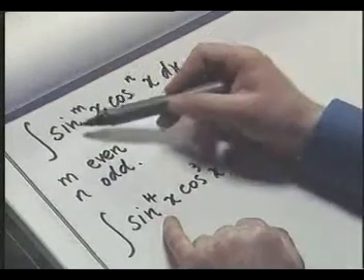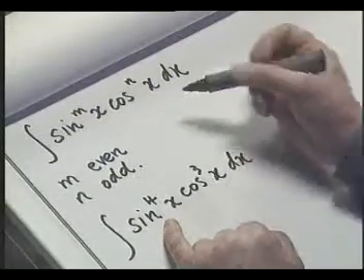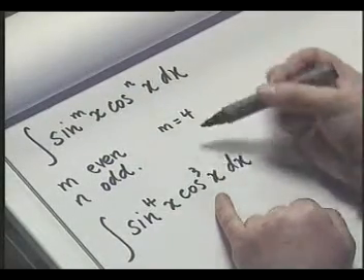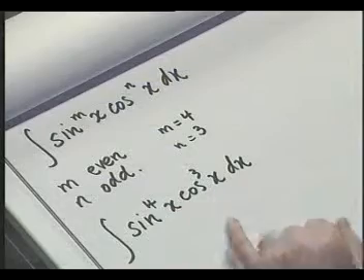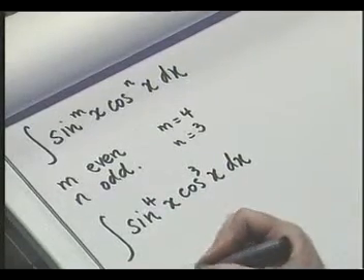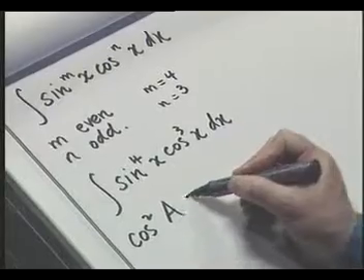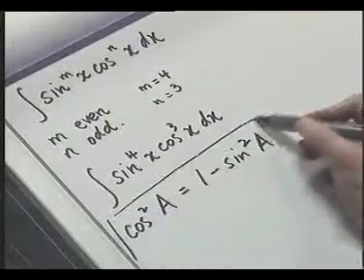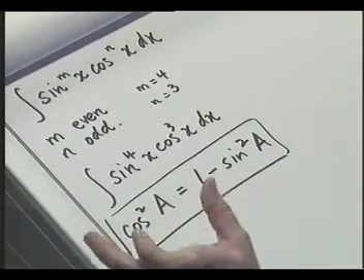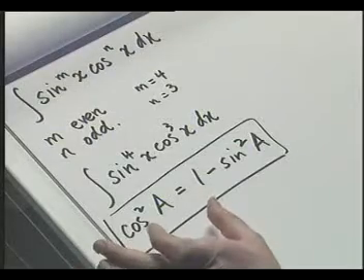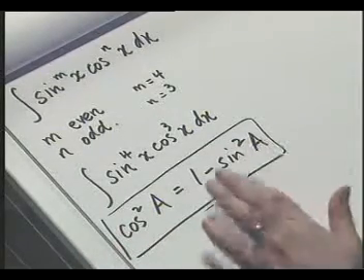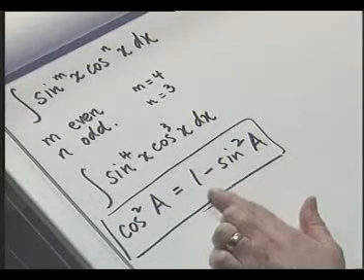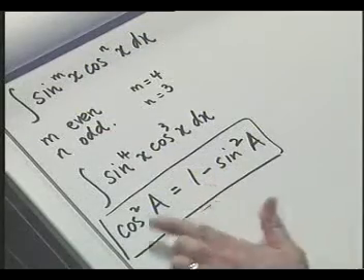Notice that m, the power of sine, is now even. M is 4. And n, which is the power of cosine, is odd. N is 3. What I'm going to do is use the identity that cosine squared of an angle is 1 minus sine squared of an angle. You'll be able to lift that directly from the table we had at the beginning, which stated the very important and well-known result that cosine squared of an angle plus the sine squared of an angle is always equal to 1.